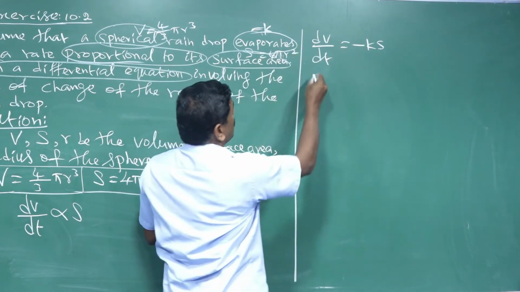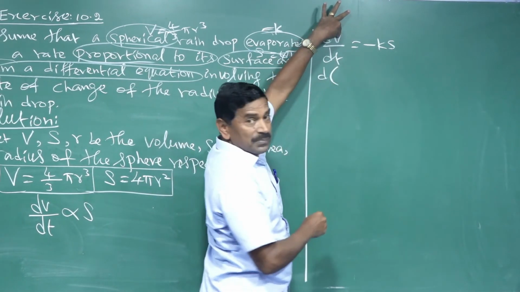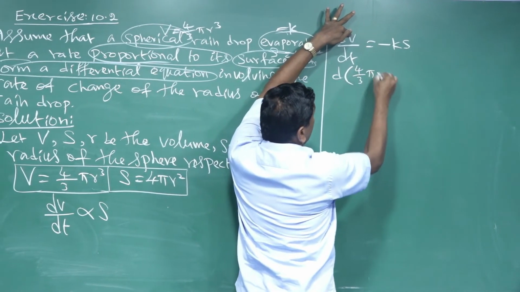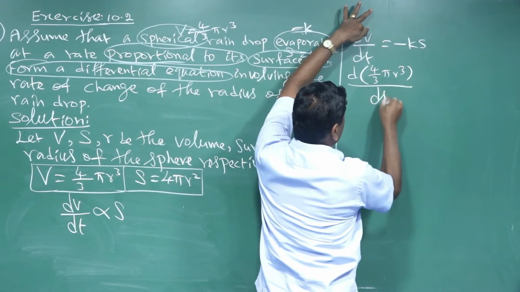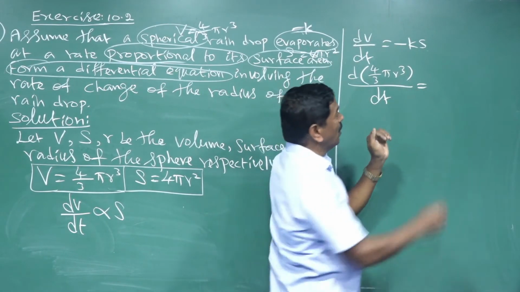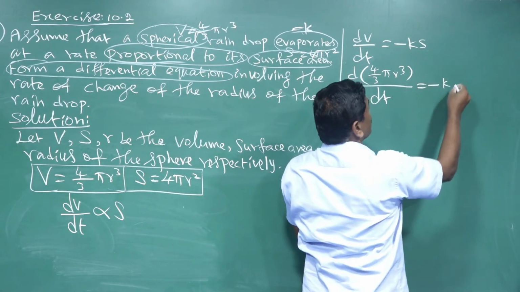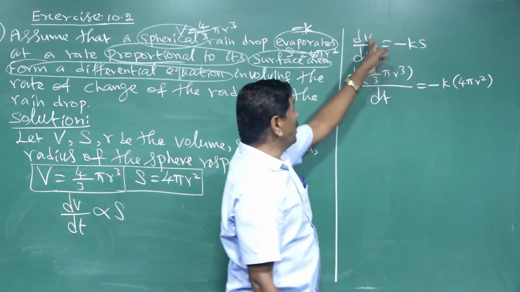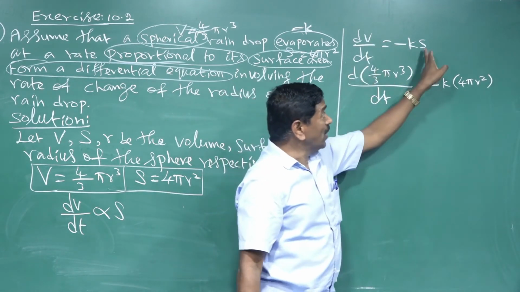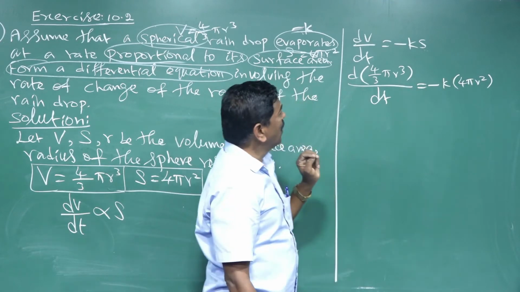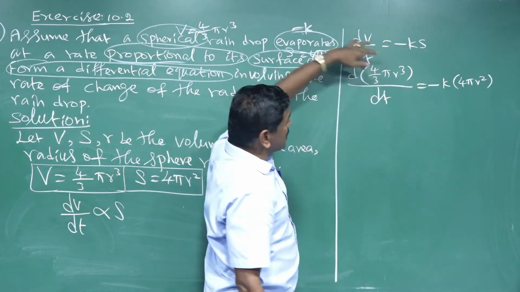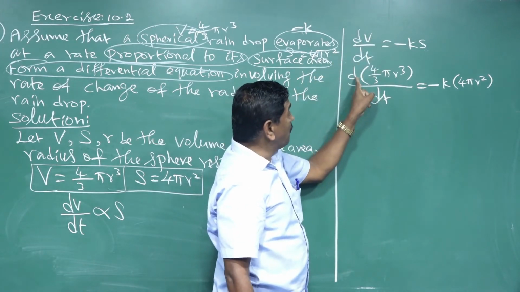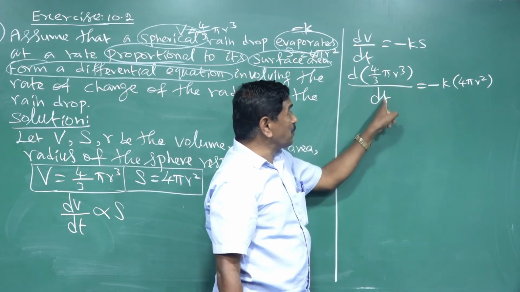Just a substitution. Now listen. Differential of V. Okay, what is V? V is equal to the volume of the sphere. V is equal to 4 by 3 pi r cube, divided by dt, which is equal to minus k into S, where S is equal to 4 pi r square. That's all. Just a substitution. V equals 4 by 3 pi r cube and S equals 4 pi r square. Okay. Now, differential, listen. Here 4 by 3 pi is constant, and we differentiate r with respect to t.